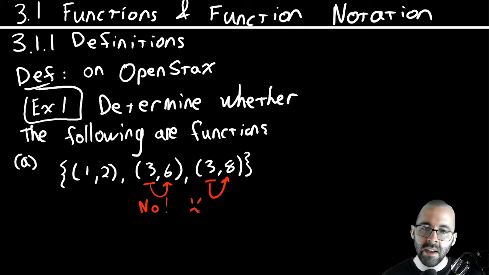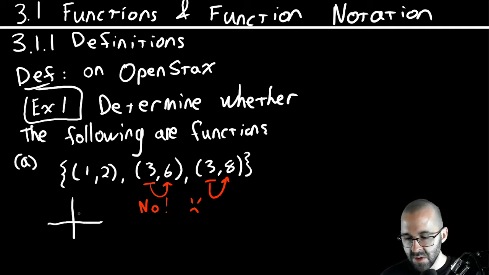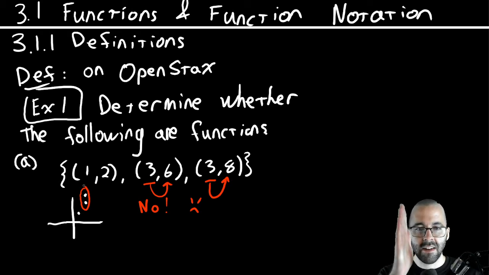All right. And this can be visualized a little graphically as well. If we were to graph these points, 1, 2, might be somewhere around here, 3, 6, 3, 8. If we were to graph these, you'd see that 3 and 8 are directly on top of each other, right? They are vertically connected. I don't know. English is hard.